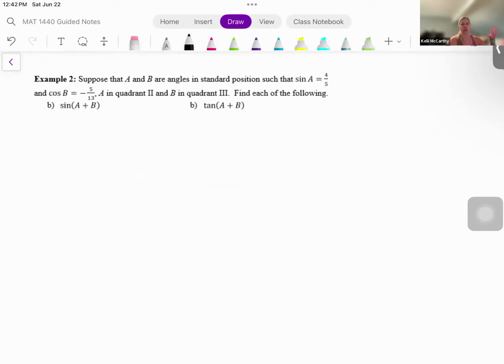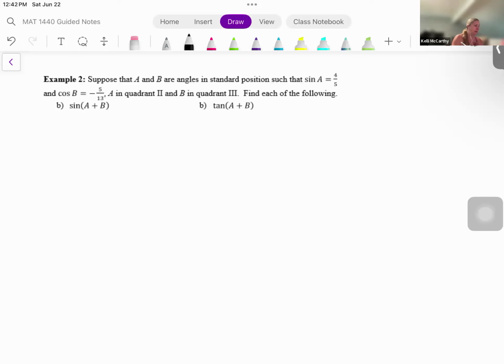So let's just rewrite these expressions using those sum and difference, well, in this case, just sum identities for sine and tangent. So sine of A plus B can be written as sine of A cosine of B plus cosine of A sine of B. We have sine of A and cosine of B, but we don't have cosine of A or sine of B. So we're going to need to do some work to figure out those other two trig functions.